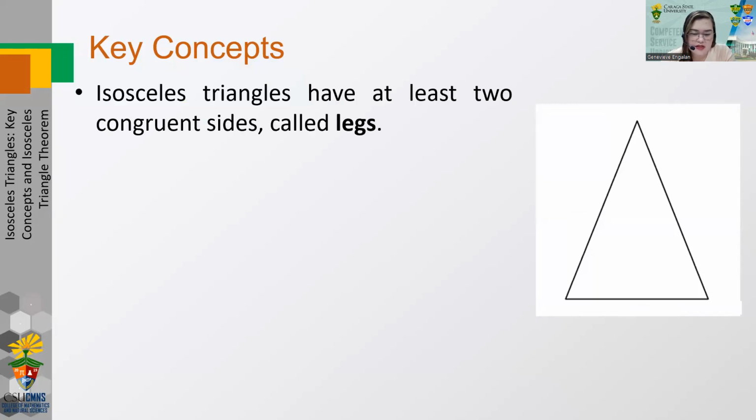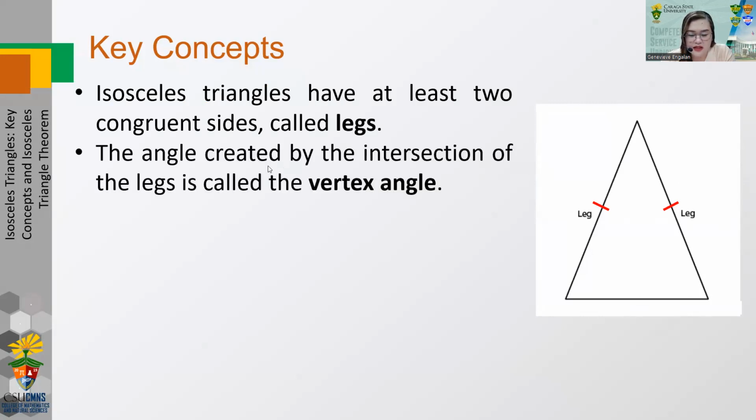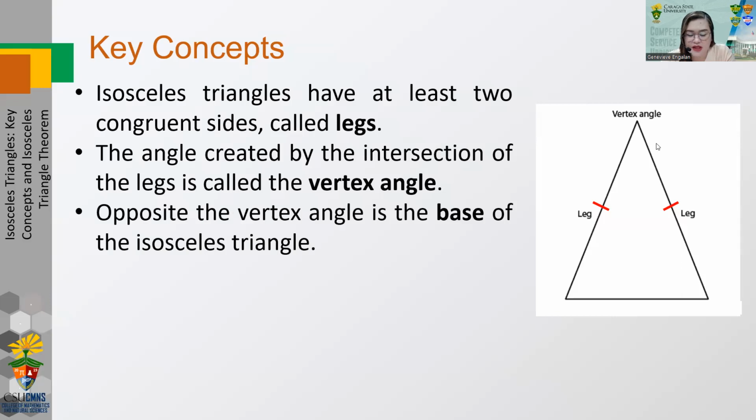Okay, isosceles triangles have at least two congruent sides called legs. So, kanang congruent sides, ang tawag na to, are the legs of the isosceles triangle. Okay, and the angle created by the intersection of the legs is called the vertex. So, ang intersection niya is this one. So, ang angle formed is called the vertex angle. And the opposite of the vertex angle is the base of the isosceles triangle. So, kini na siyang base.